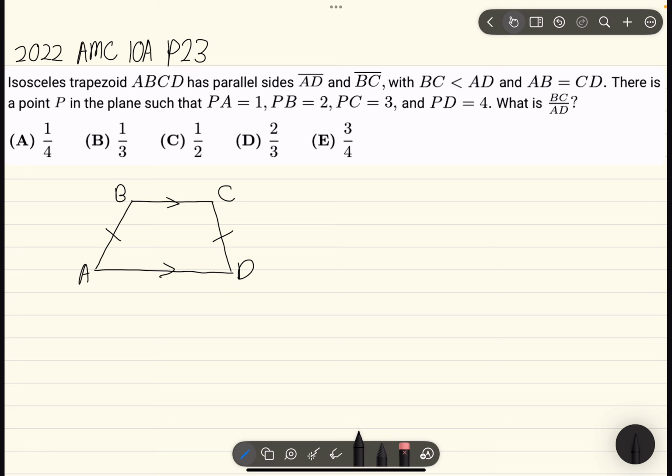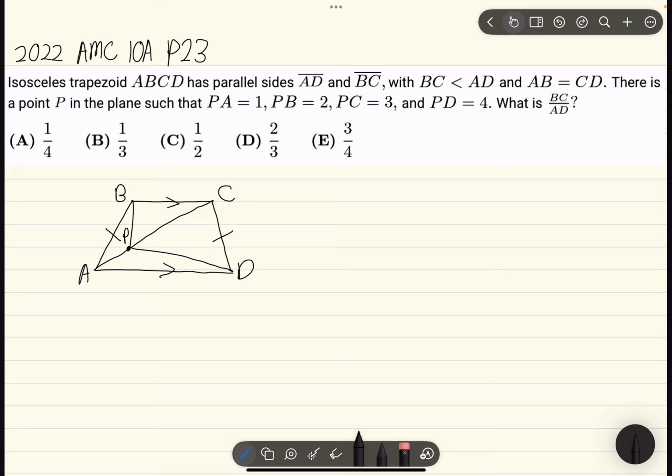There is a point P in the plane, so it can be outside of this trapezoid, such that PA equals 1, PB equals 2, PC equals 3, and PD equals 4. What is BC over AD? So let's say this point P was here, right? PA is 1, PB is 2, PC is 3. That's kind of inaccurate. PD is 4. So what do we do then? How does this even correlate with our answer here?